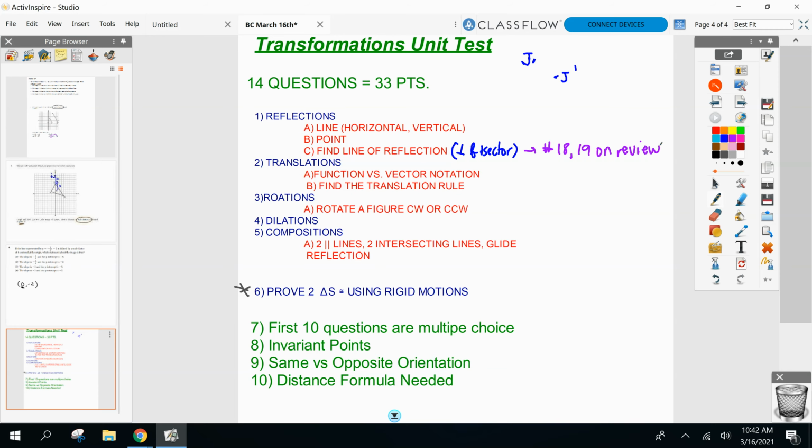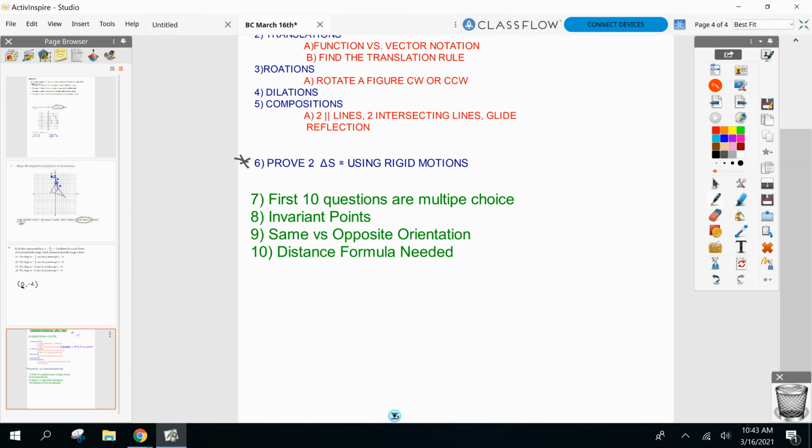Translations. Some of you guys, again, look at your quiz. Some of you guys had a tough time between function versus vector notation. You either mixed them up, or for function, you didn't have enough of the function notation to get full credit. Let's see. Invariant, I added a couple this morning. Number 8 here, invariant points. Points that don't move after a transformation. Same versus opposite orientation. Remember, orientation is the direction of the vertices. Okay, do the order of the vertices change after I do a reflection? Yes, they do. That's the opposite.